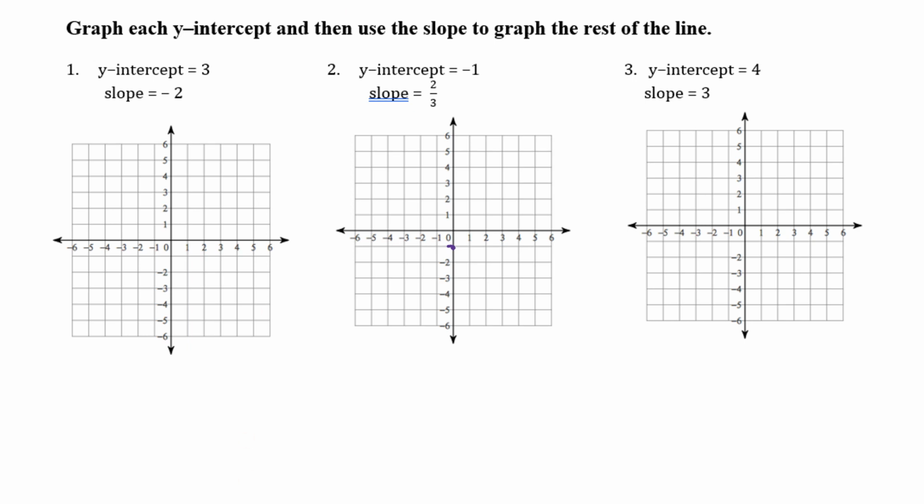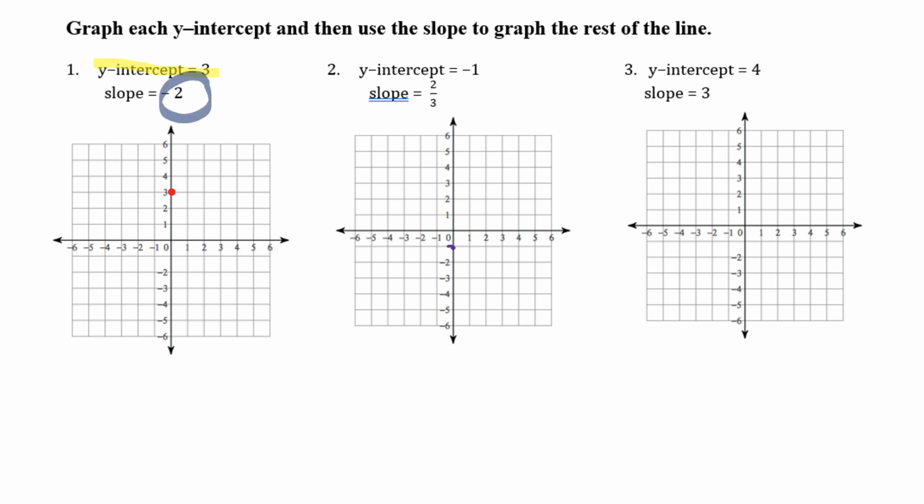So here we are just given a y-intercept. My y-intercept here is +3. So you're going to go up the y-axis and plot your point there at +3 on the y-axis, right? Y-intercept is on the y-axis. And then our slope here is -2.